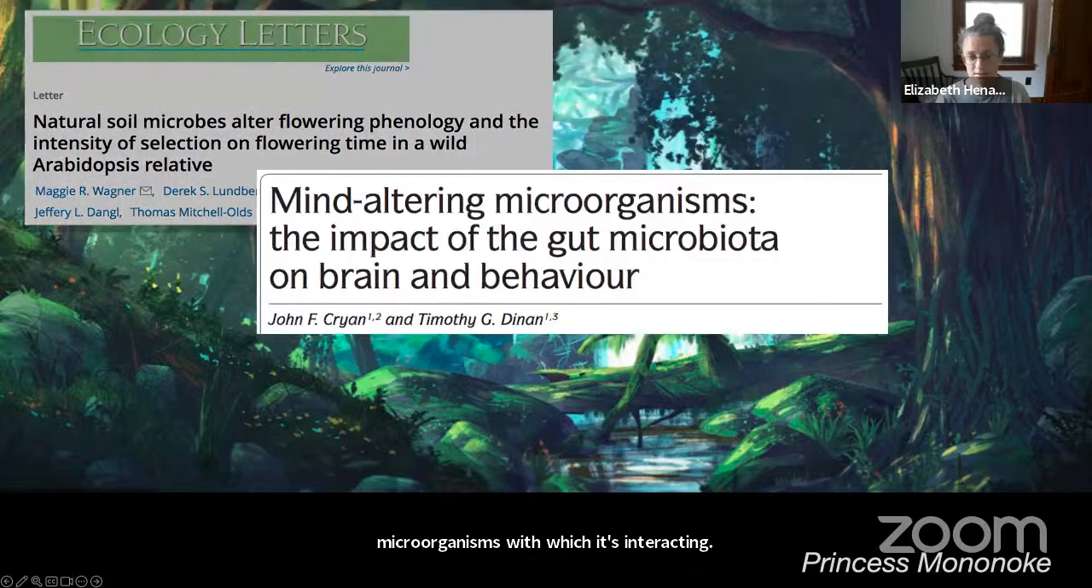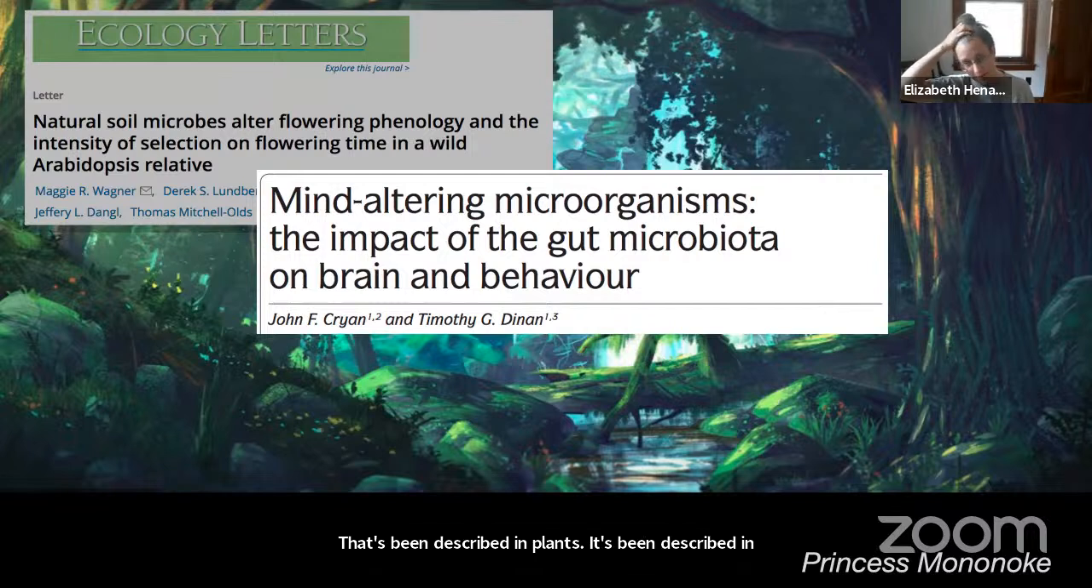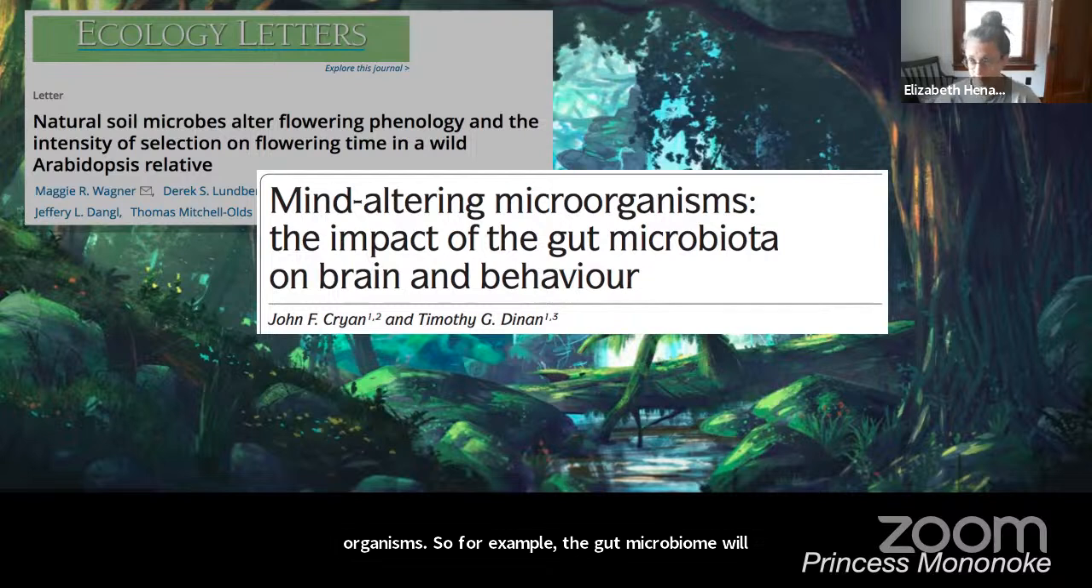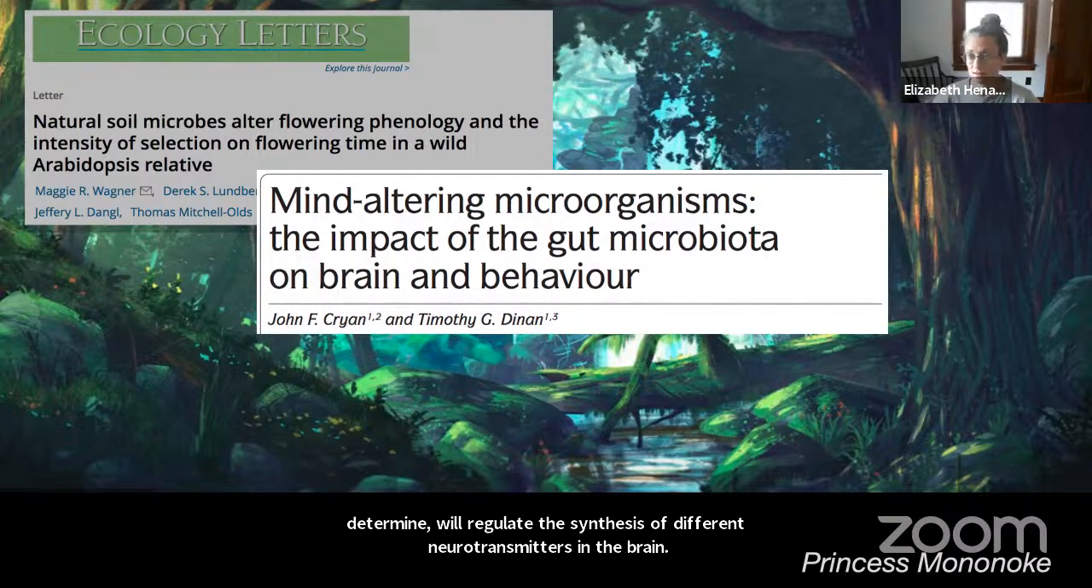That's been described in plants. It's been described in mammals as well, including humans. And so we're familiar with the idea of the gut microbiome in humans being important for gut health, for example. But the gut microbiome also modulates different, more subtle kinds of phenotypes in human organisms. So, for example, the gut microbiome will regulate the synthesis of different neurotransmitters in the brain, affecting things like mood.